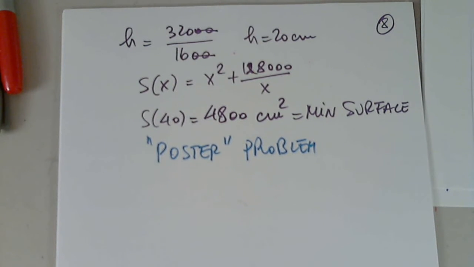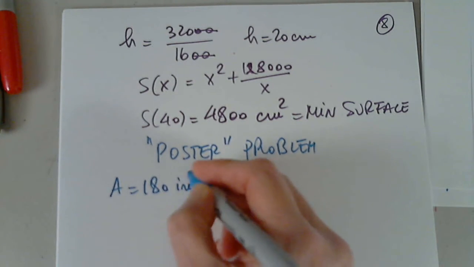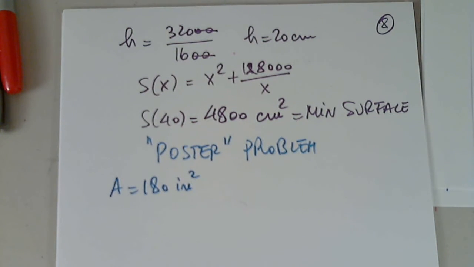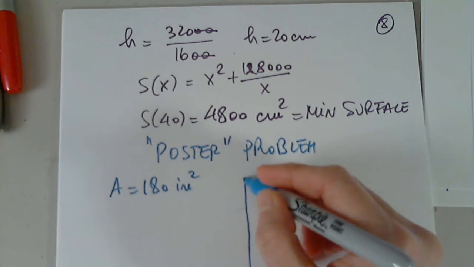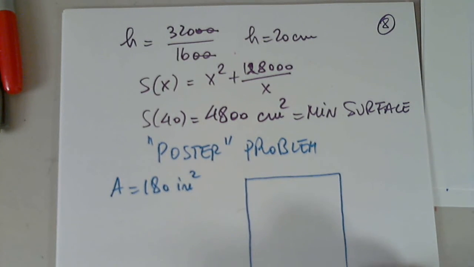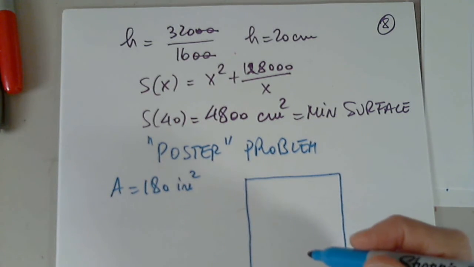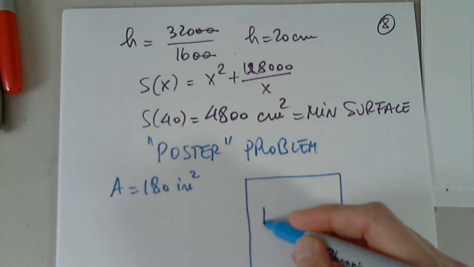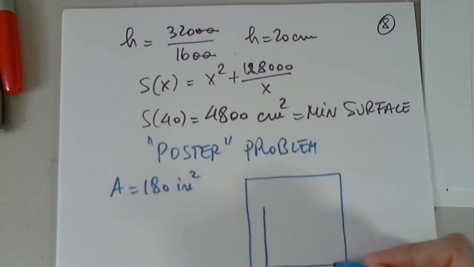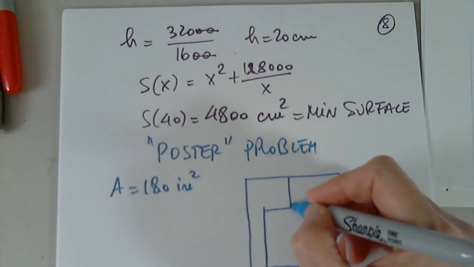Okay, so a poster is to have an area of 180 square inches. 1 inch margins at the bottom and sides. One inch bottom and sides. Two at the top.